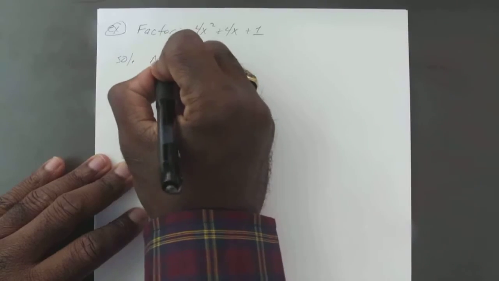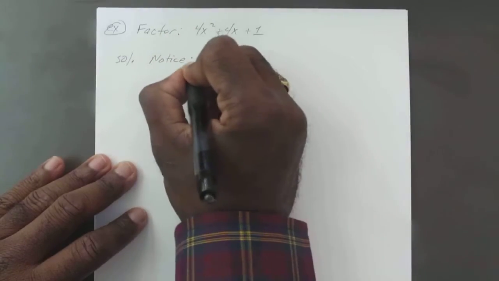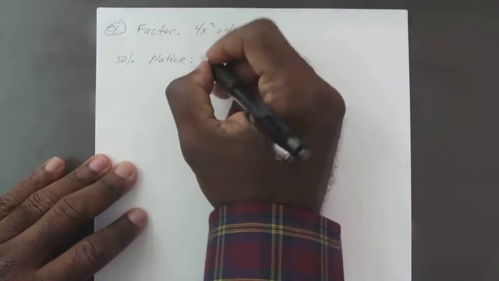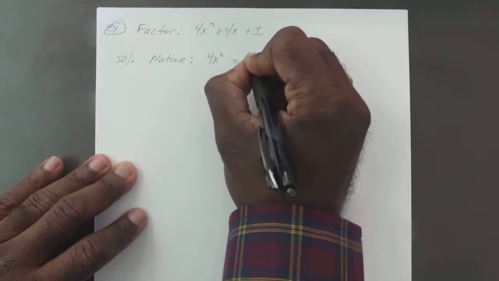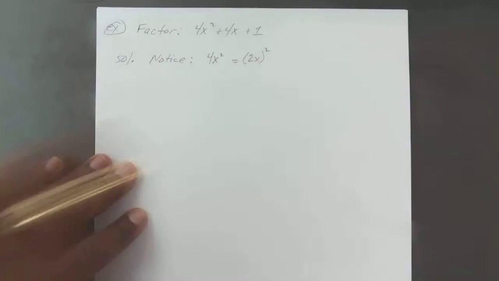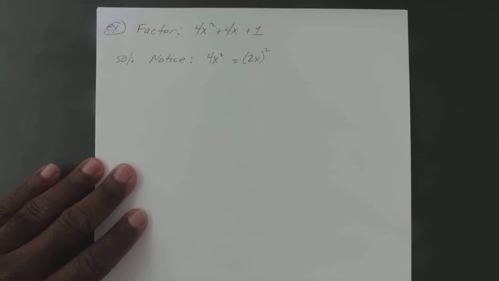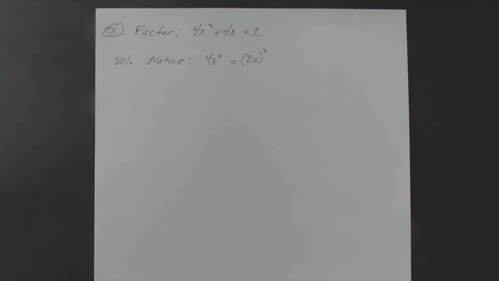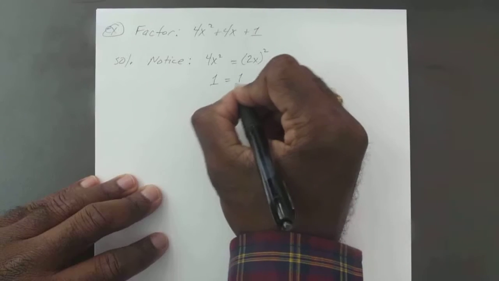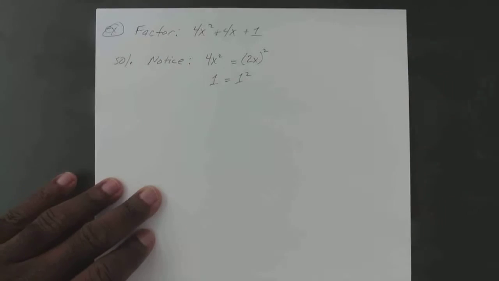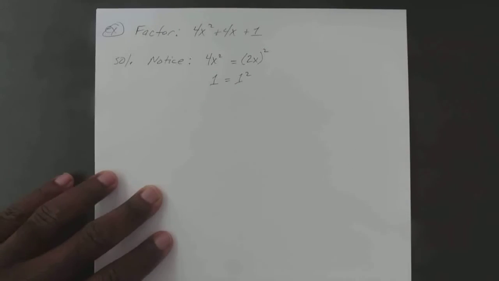So we notice here that 4x squared, you can actually rewrite that as 2x squared. Okay, because 2x times 2x, just multiply the 2's and multiply the x's, and you have 4x squared. And 1 you can write as 1 squared. Okay, so we know the first and the last term are perfect squares.